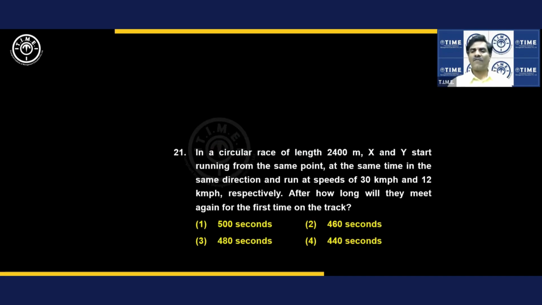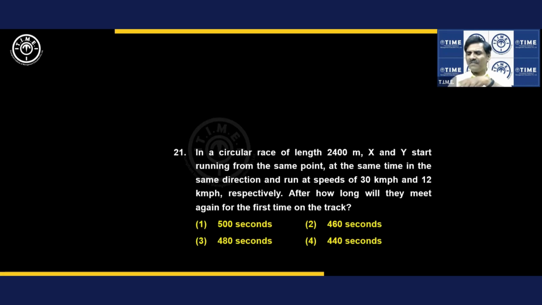In a circular race of length 2,400 meters, X and Y start simultaneously from the same point at the same time in the same direction and run at speeds of 30 kilometers per hour and 12 kilometers per hour respectively. After how long will they meet again for the first time on the track?